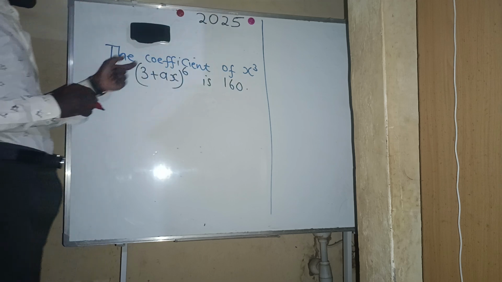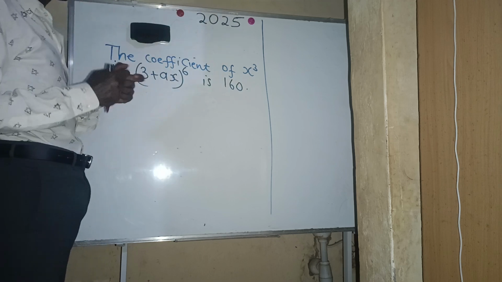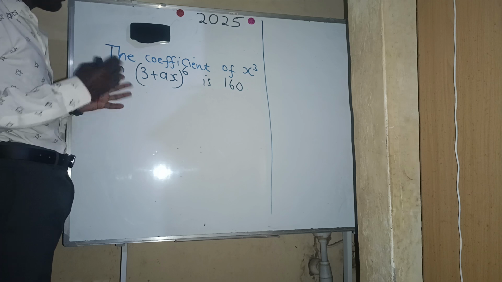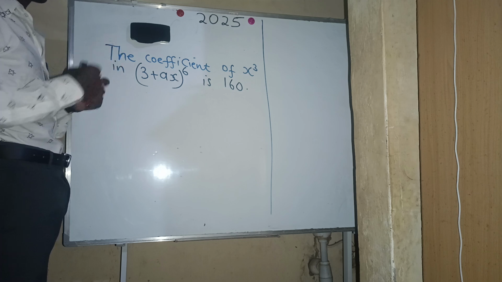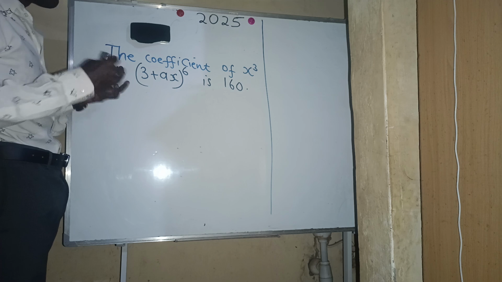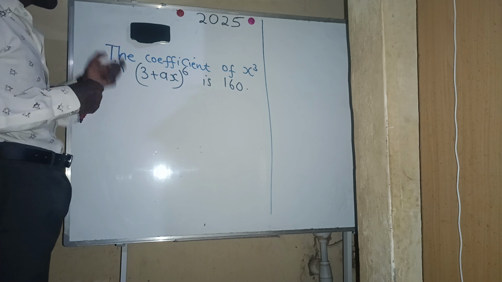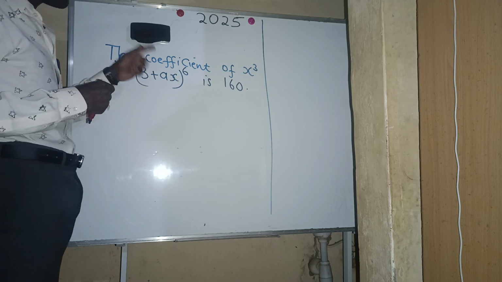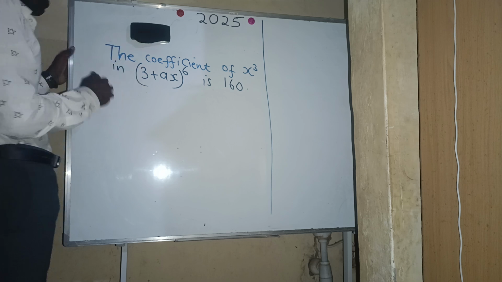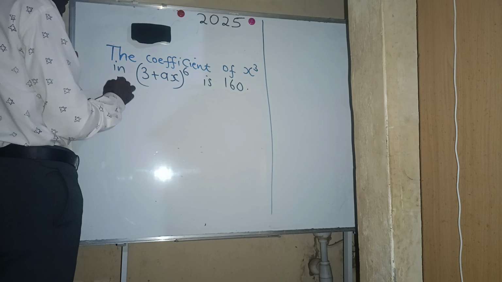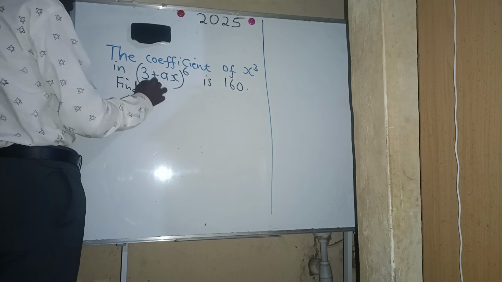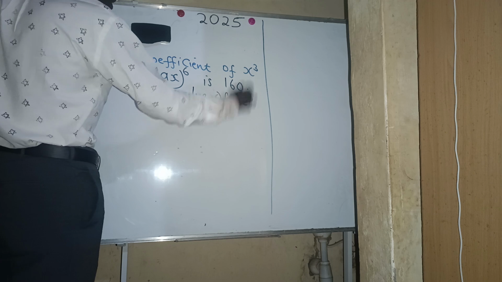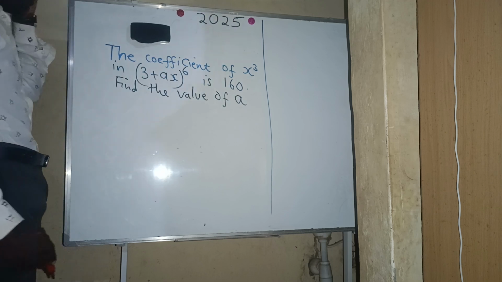They are saying the coefficient. A coefficient is a numeral value that tends to appear before a particular letter or group of letters in a particular algebraic expression. So the coefficient of x cubed in (3 + ax)^6 is 160. So the question says, find the value of a. You have been told to find the value of a.